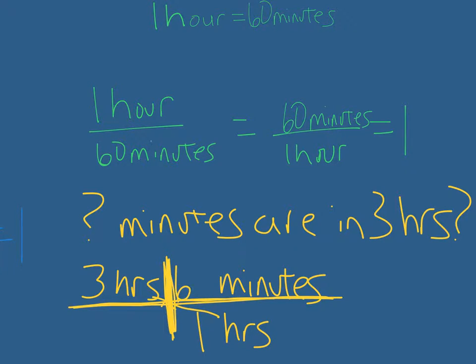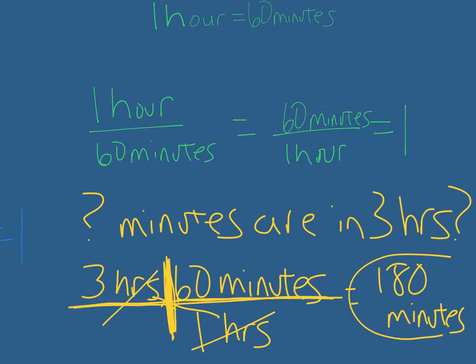1 hour is 60 minutes. So when we multiply the numerator across the top, we have 3 times 60. That's 180. Hours cancels. So that's how many minutes. It's the exact same value that we started with, 3 hours, but it's translated into the unit of minutes.